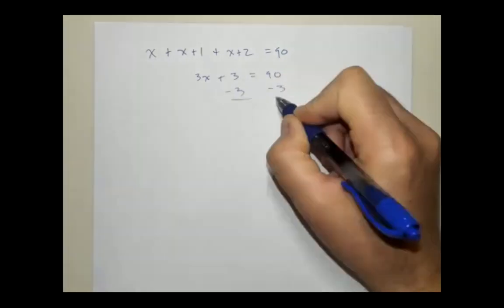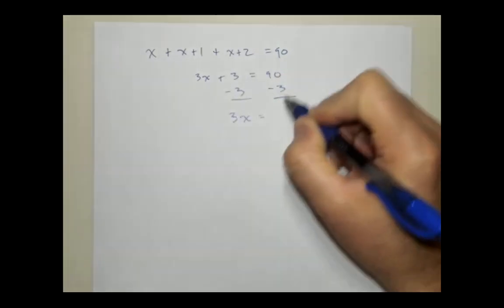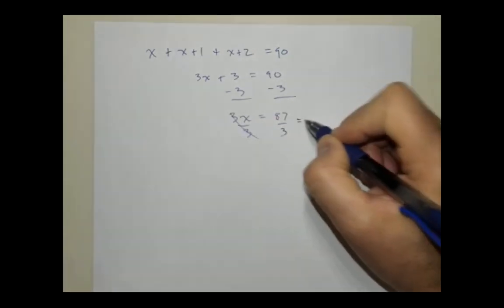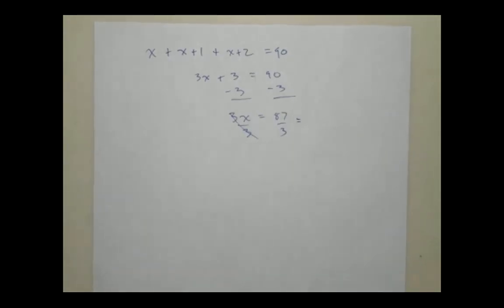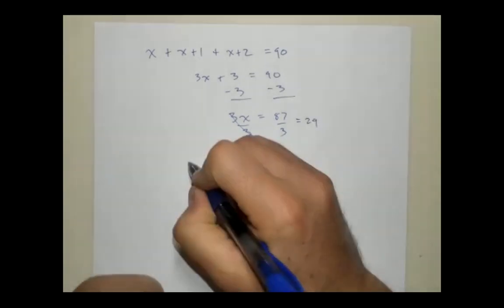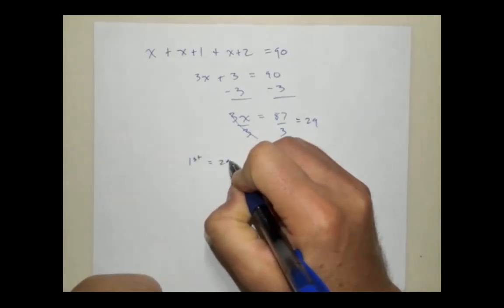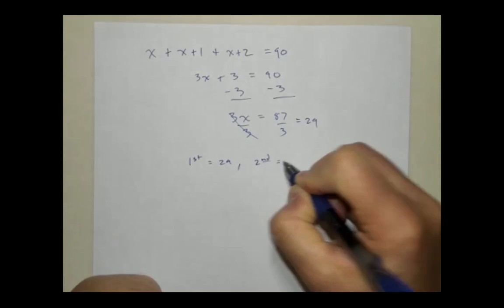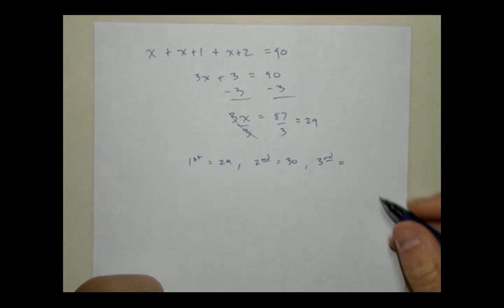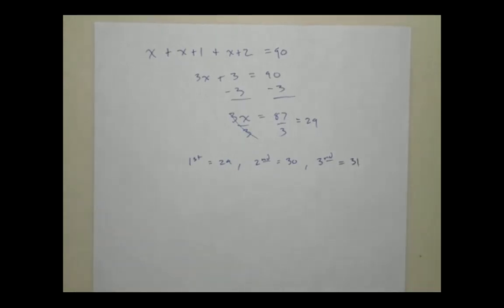Subtract 3 on both sides. So 3x is now 87 divided by 3. Okay, so now we're after 87 over 3, which is 29. So our first integer is 29, so we can say that first is 29. So then the second has to be 30, and then the third has to be 31. Okay, let's go back and check that answer through the video.